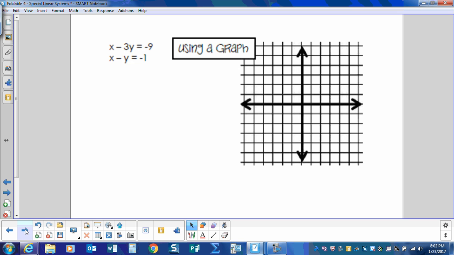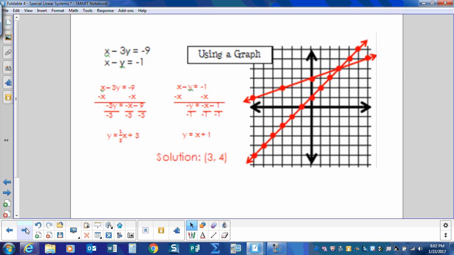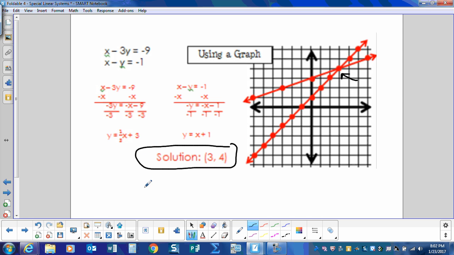Let's go ahead and solve this using a graph. When I solve using a graph, I see that the two lines intersect at exactly one spot. So that's why it's one solution. It has one point of intersection. And in this instance, it's (3, 4).